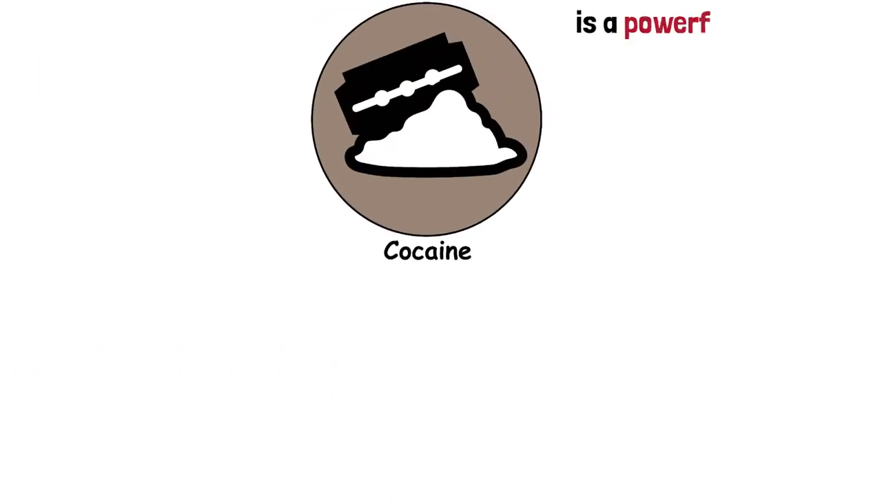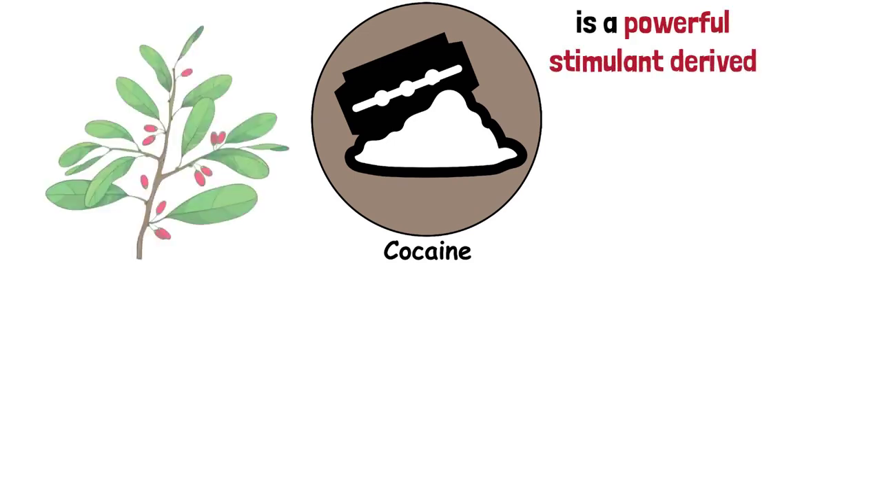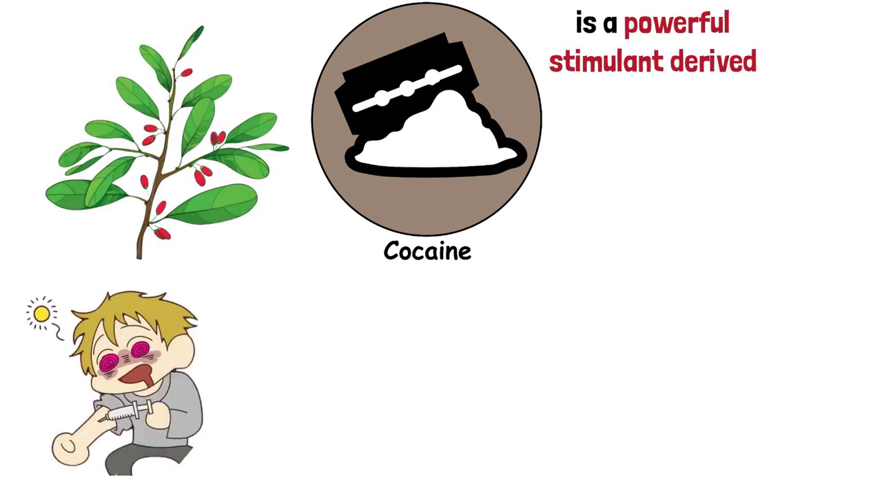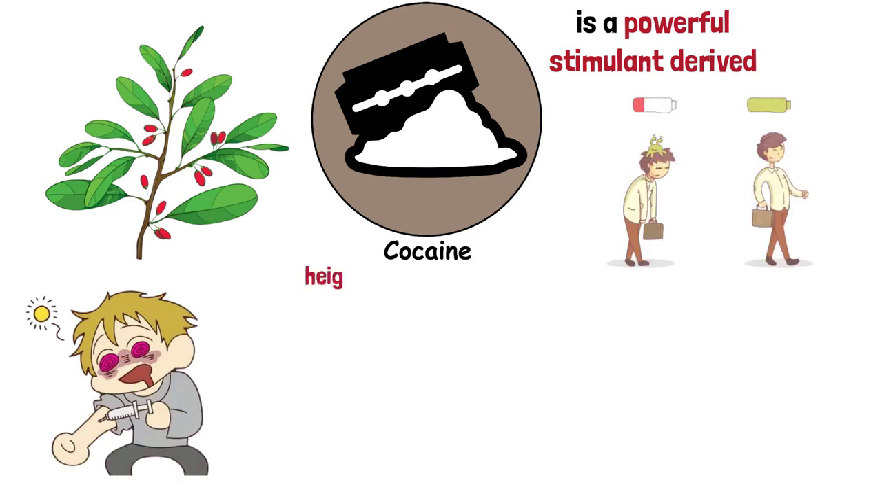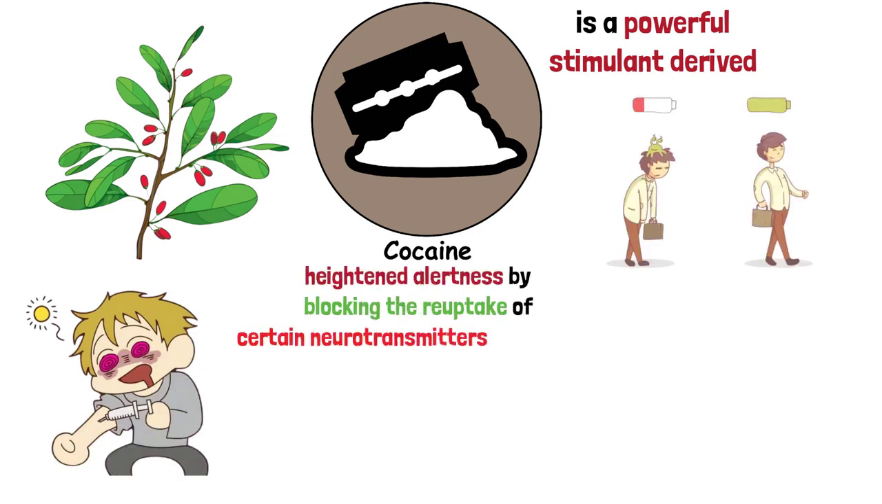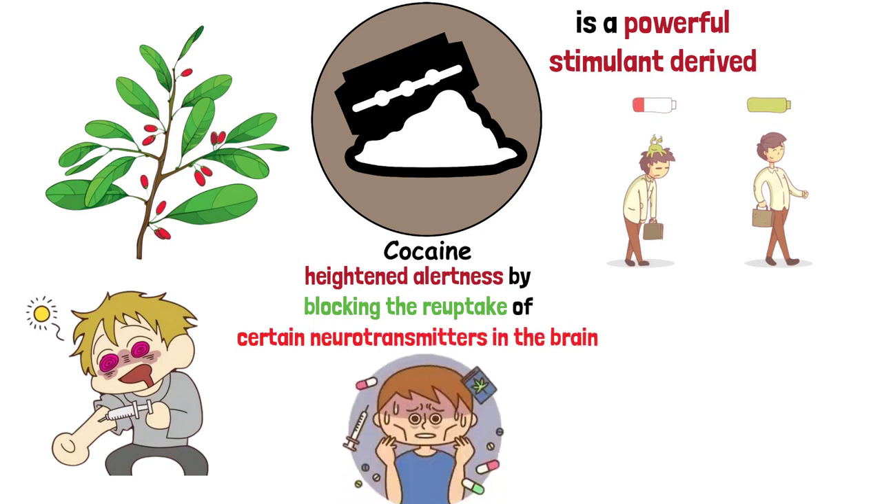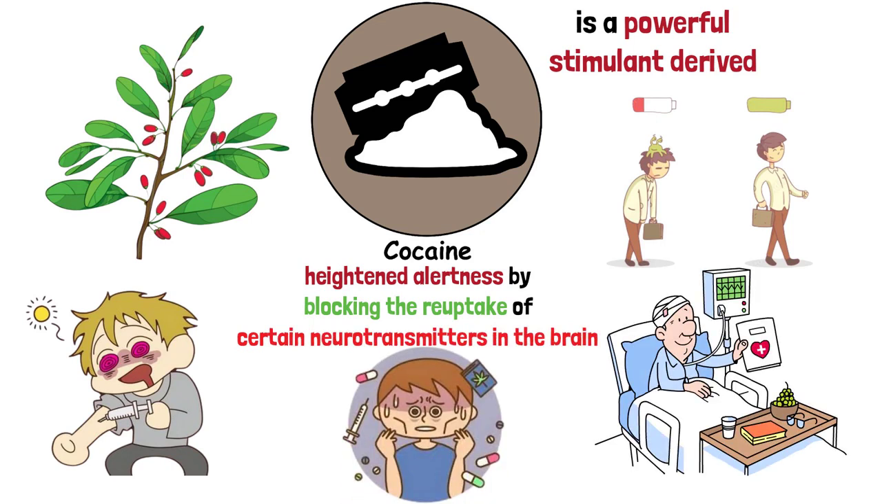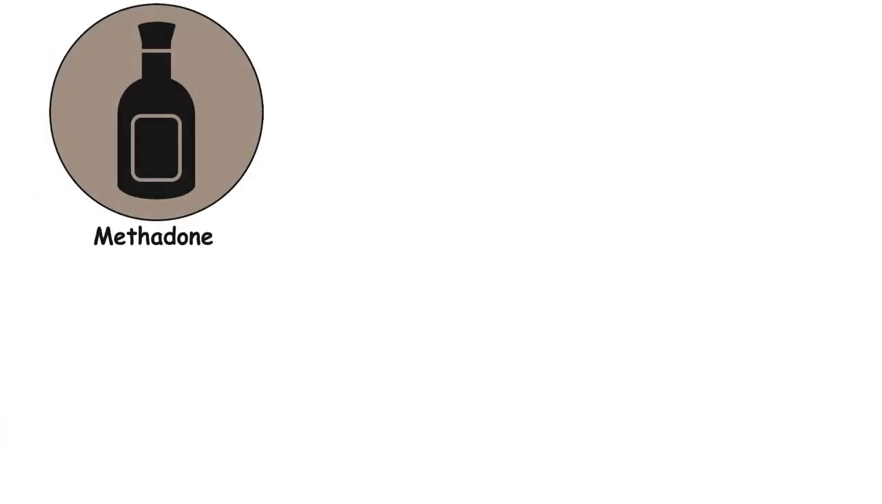Cocaine. Cocaine is a powerful stimulant derived from the cocoa plant. It produces intense euphoria, increased energy, and heightened alertness by blocking the reuptake of certain neurotransmitters in the brain, but it is highly addictive and can cause serious health issues.